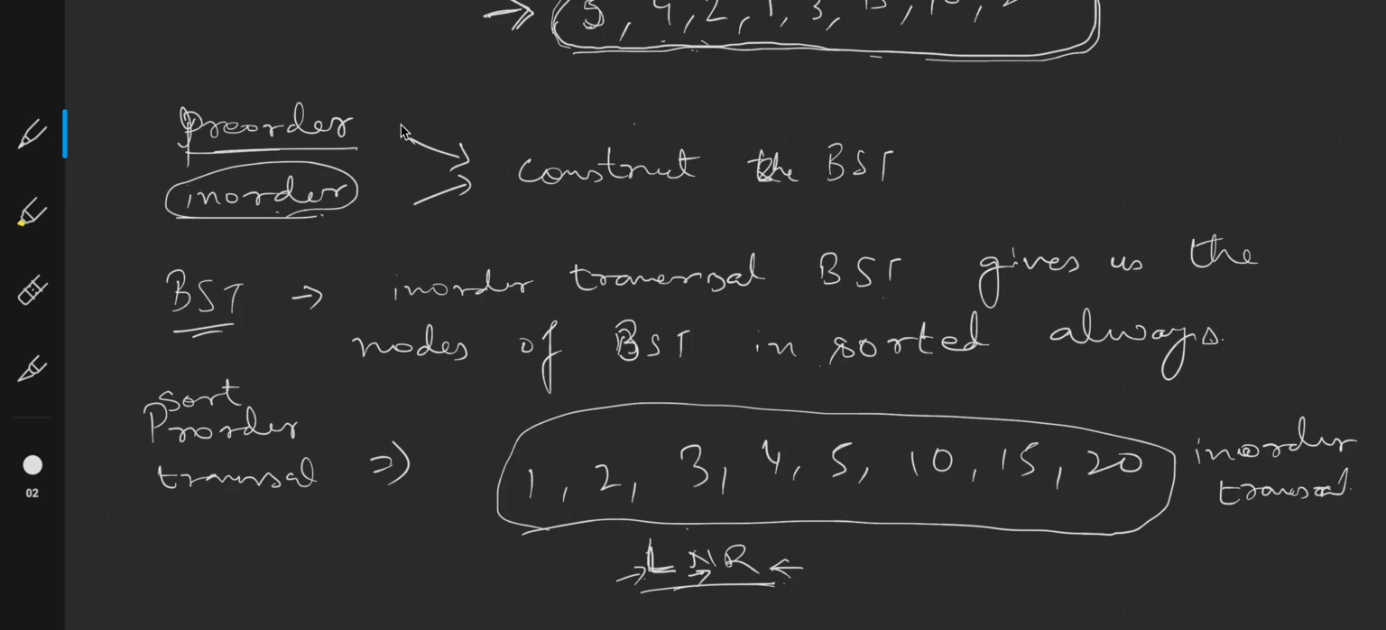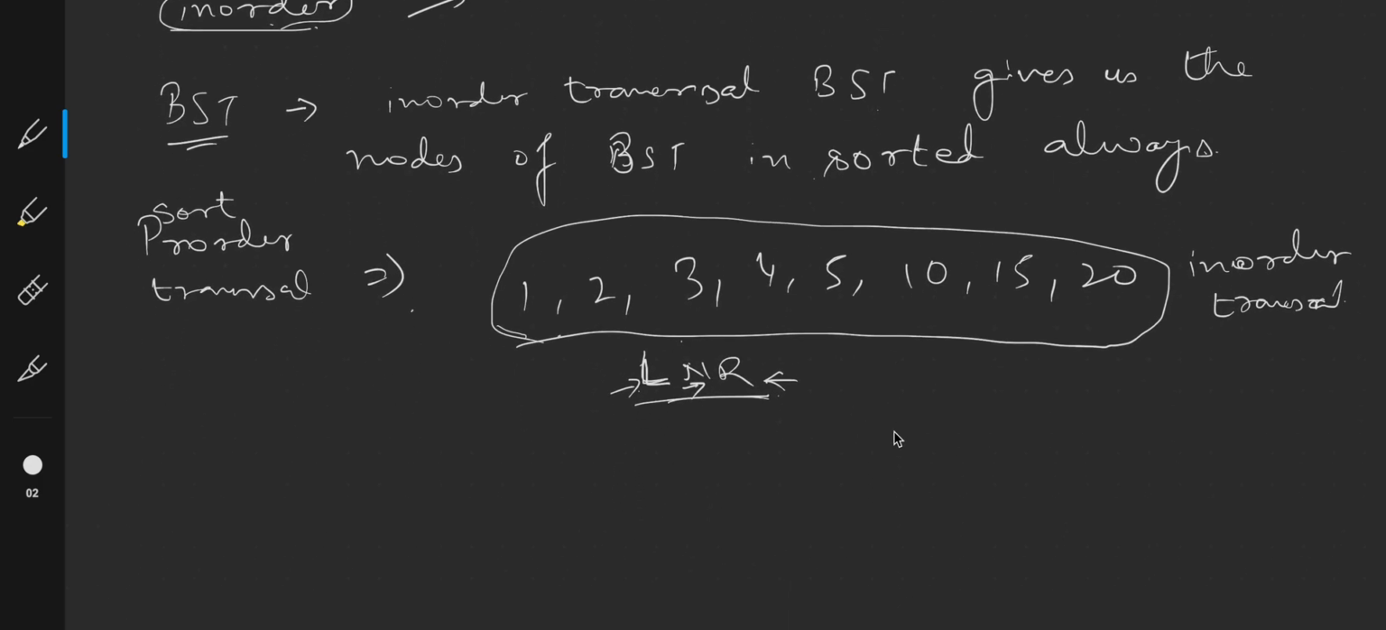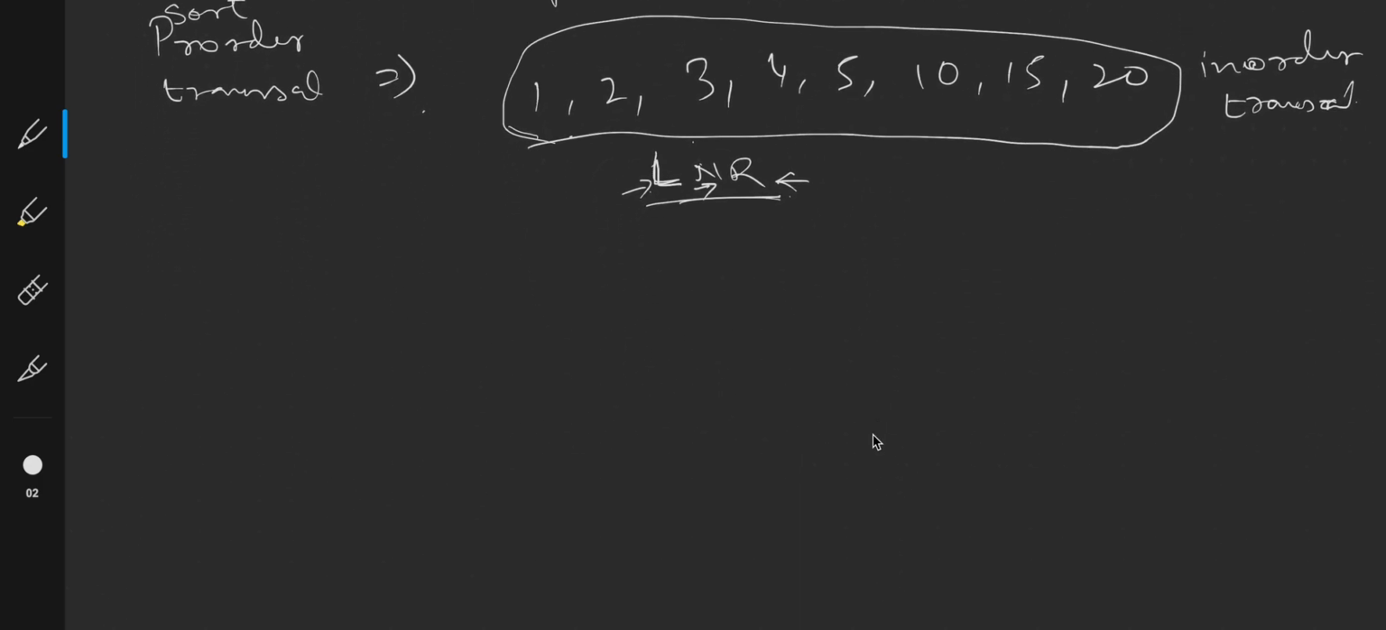Right, so we can get the in-order traversal by sorting the pre-order traversal, and we can make use of these two for constructing the binary tree. But what will be the time complexity for this? For sorting, suppose there are n nodes in the BST, and that's why we'll have n nodes in the pre-order traversal also.